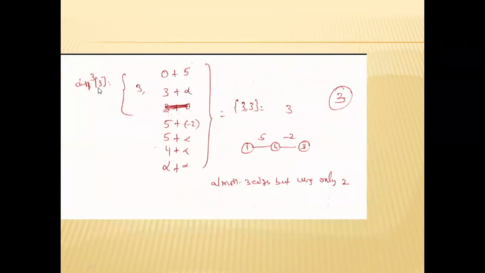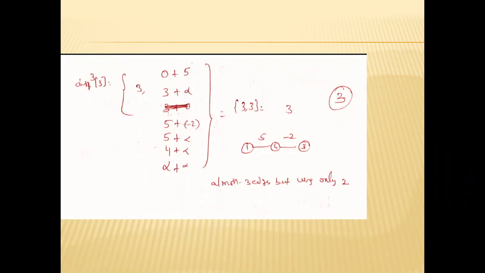Next we are calculating the shortest path distance cube 3. Distance cube 3 means we are calculating the shortest path from 1 to 3 by using 3 edges, but 3 edges are not available to find the shortest path from 1 to 3. So we just consider at most 2 edges, that is 5 minus 2, 3, so there is no path available by using 3 edges.